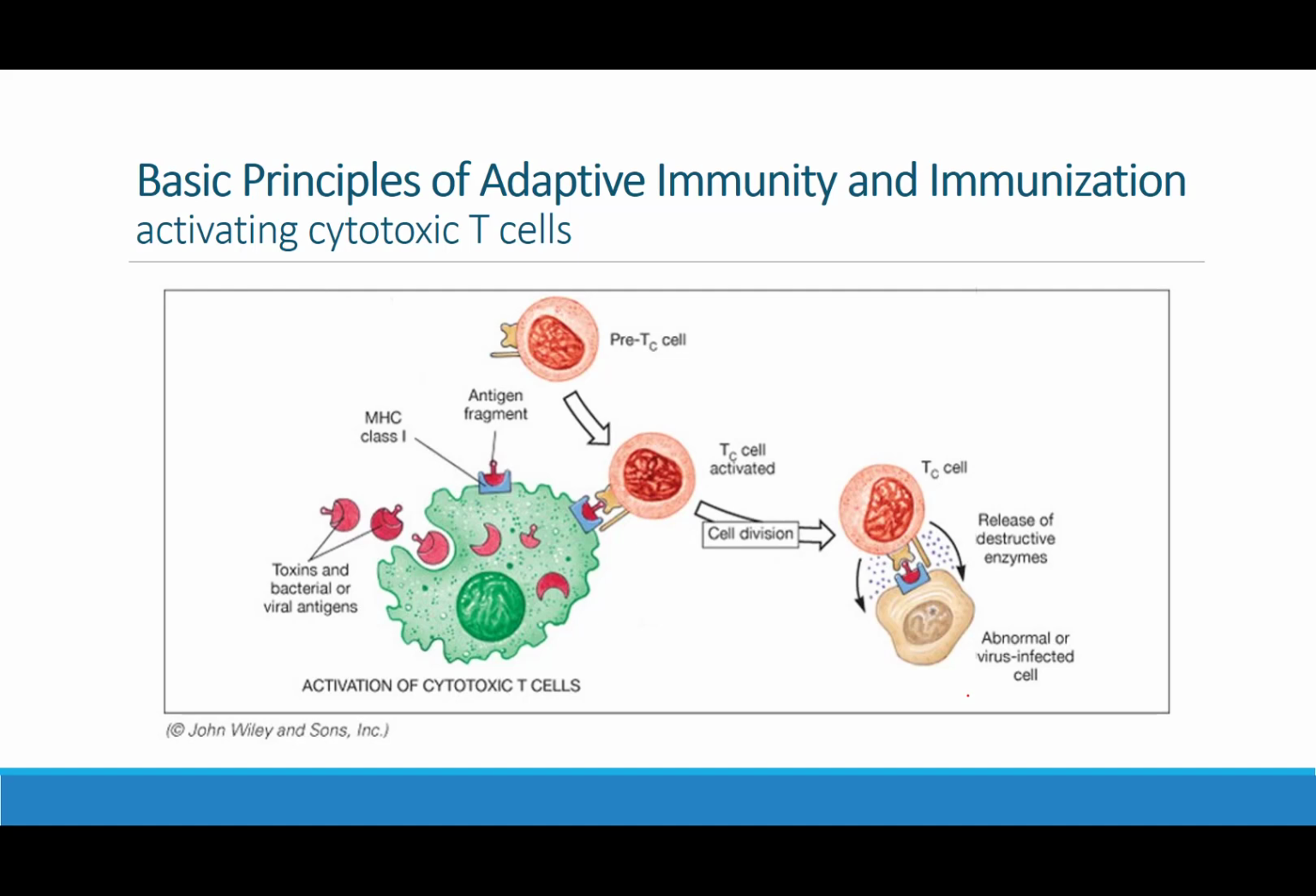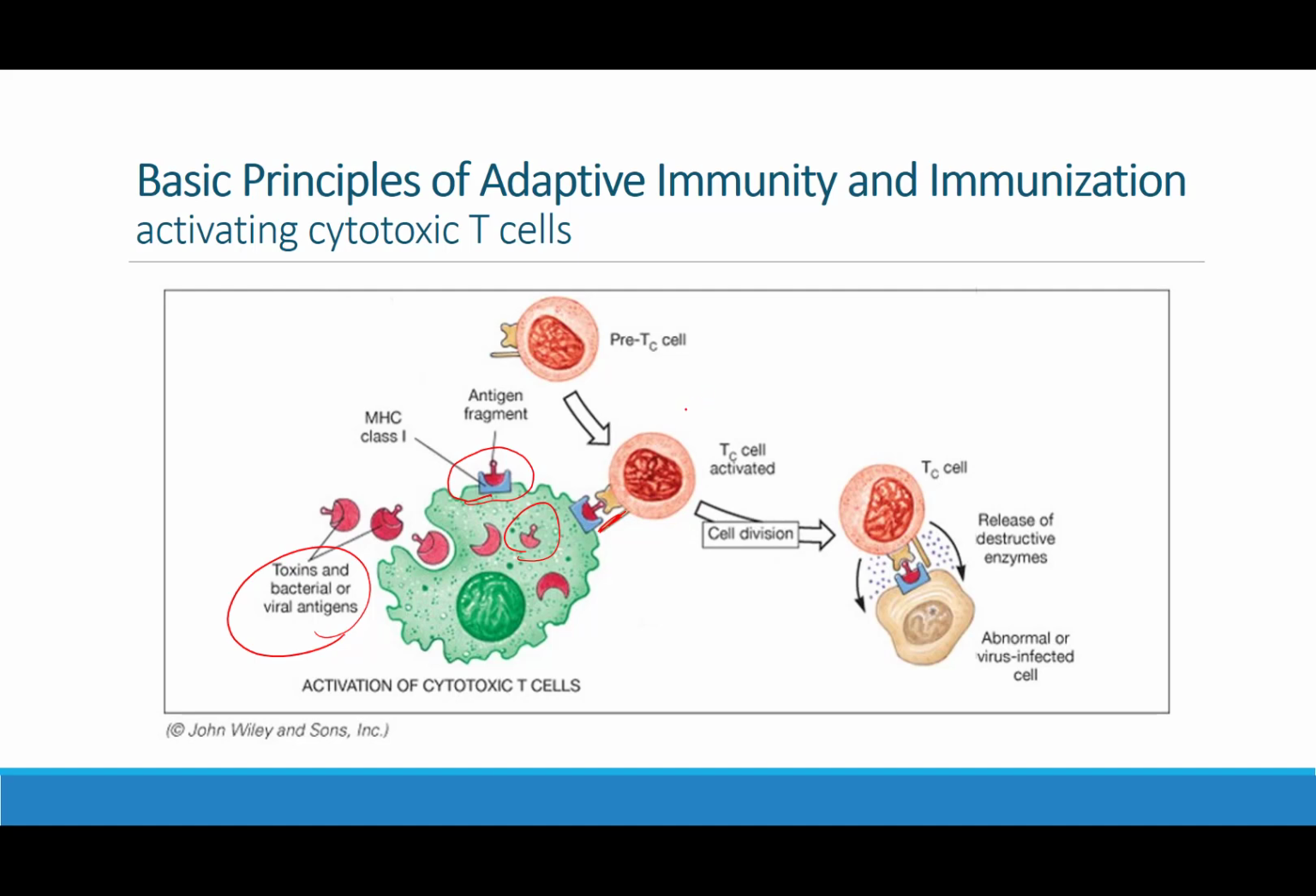So the way that we activate those is that macrophage munches on a pathogenic material. It digests off the antigen. Now we have an MHC1 class complex of proteins there, displaying that fragment of antigen. Here we find a pre-cytotoxic T cell. It has a receptor that notices the MHC1 proteins.